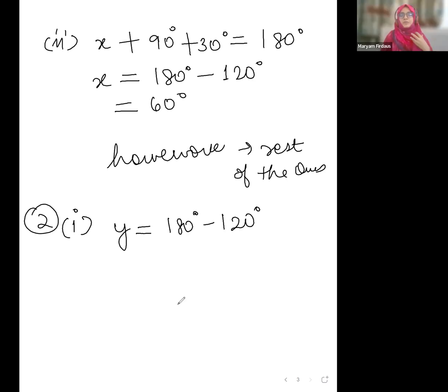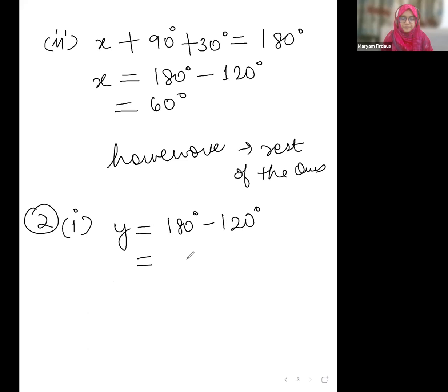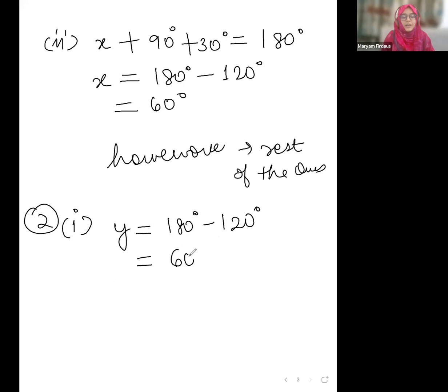Hiba, if you have said that y plus 120 is 180, then you can easily see that y will be 180 minus 120, by the transposition method. Okay. y will be 60 degrees. Hiba, it doesn't matter which method you apply, whether you do minus 120 on both sides or the transposition method. Anyhow, the answer will be this only. Okay. So y is 60.